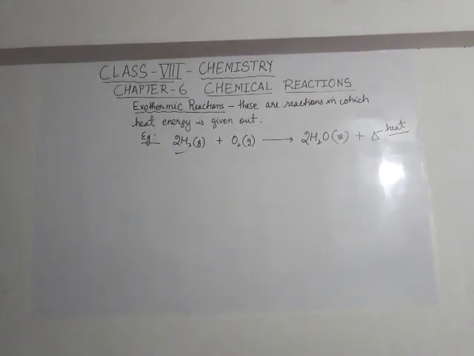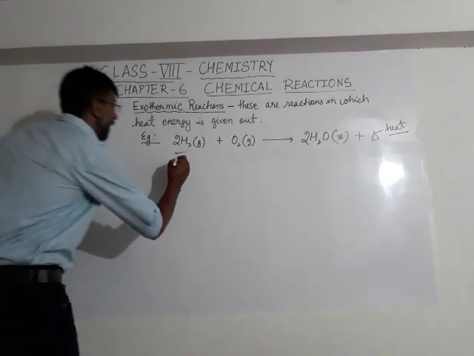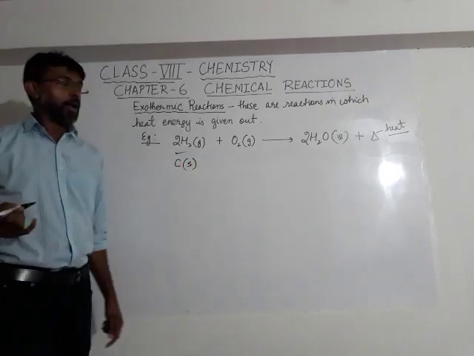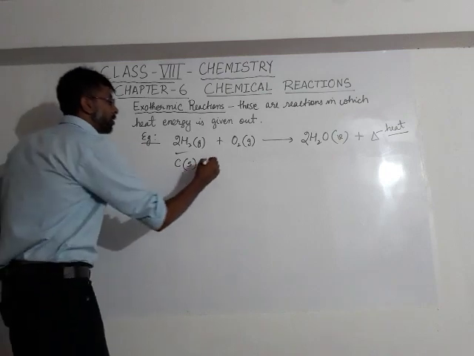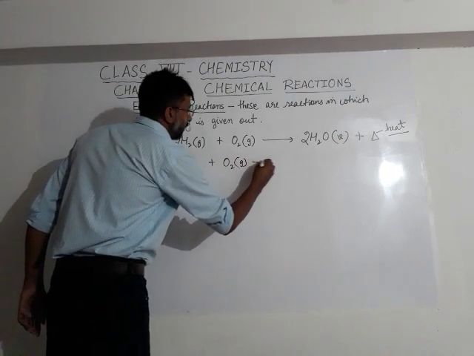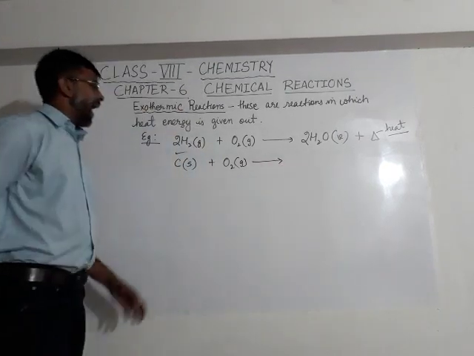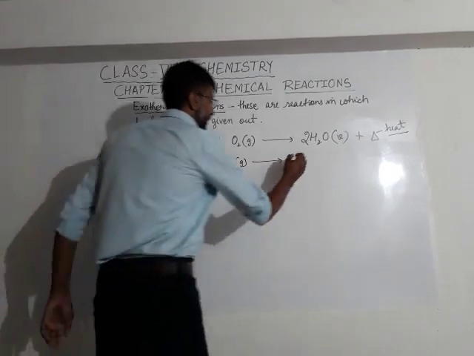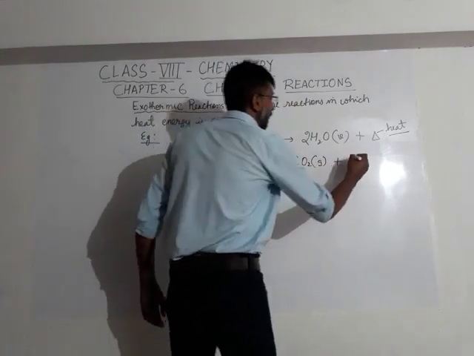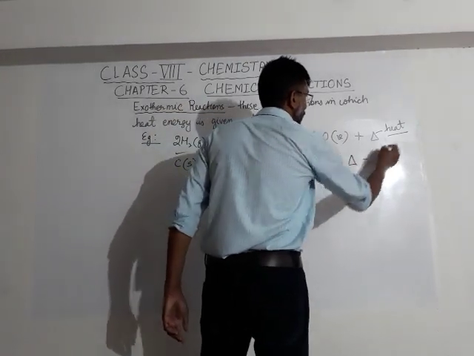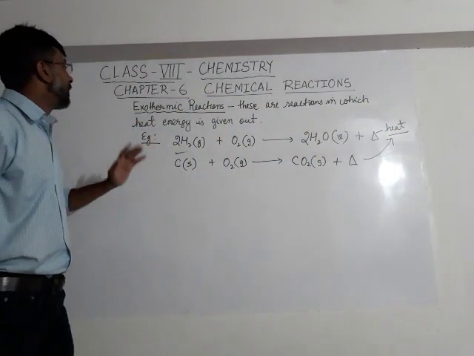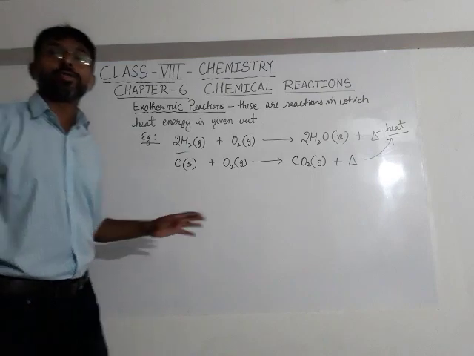Another example of an exothermic reaction is the reaction between solid carbon, burning of carbon in oxygen of the air. If I burn carbon in oxygen of the air, if I ignite it, then I will get carbon dioxide gas, CO2 gas. Along with this CO2 gas, heat energy is also given out. Same symbol of heat energy. So these are two examples of exothermic reactions.